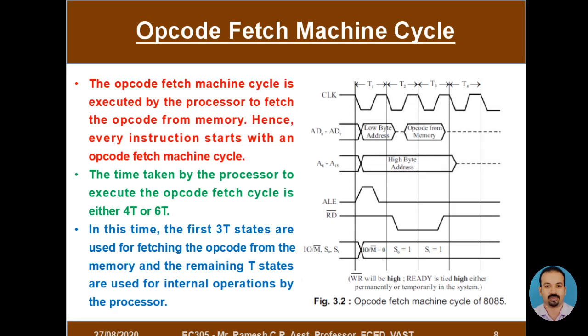As we have seen in the earlier classes, corresponding to this operation, the status is indicated by S0 and S1. Status signals S0 and S1 are both equal to 1. So you can see that both of the signals have the value 1.